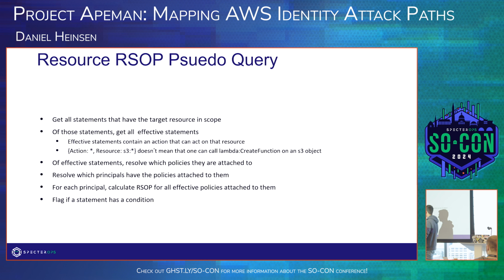So now we have this bundle of statements. And I say, okay, give me all the effective statements. That means if the statement is EC2 star and resource star, that would resolve in the first one, but it wouldn't resolve in the second because EC2 can't act on a Lambda function. So of all those statements, give me the ones that have an action where I can actually act on this Lambda function. Those will be our effective statements.